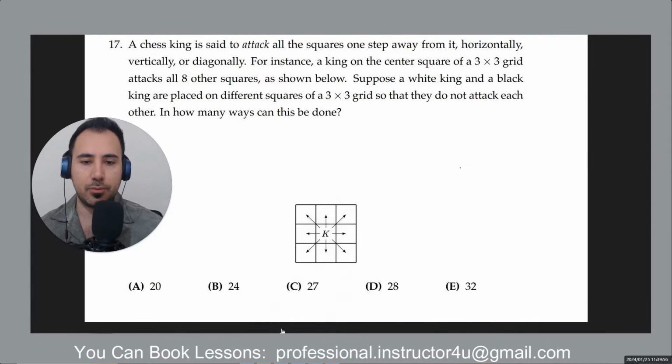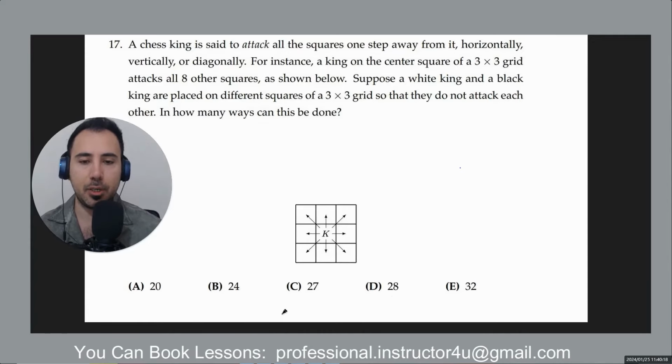So I have a question for you. Can we place any of the kings in the middle? For example, if I have a black king here, can I place a white king without them attacking? No, both of them can attack one another. So that means none of the kings should be placed in the middle. That's the first thing we know.